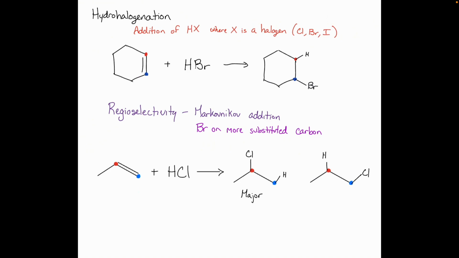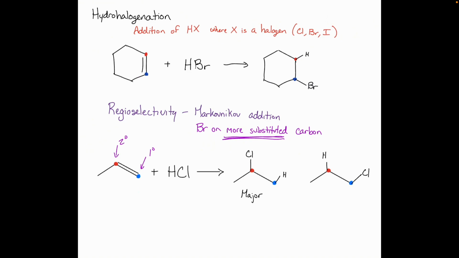Does anybody remember what I mean by more substituted? We had these special terms for these carbons depending on where they were in a molecule, right? Primary, secondary, tertiary, that is the degree of substitution of that particular carbon. So this one here is a secondary carbon. This one here is a primary carbon. The bromine's going to go on whichever one has that higher degree of substitution, right? The bromine goes on the more substituted carbon.